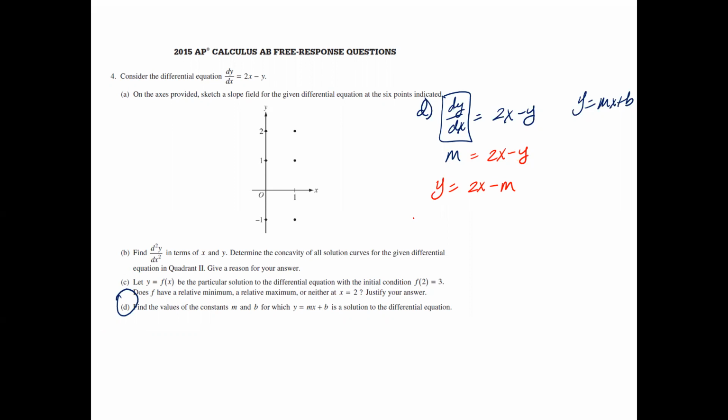And so looking at this part right here, let's take a look. I have 2x minus y equals m. So then what is y equal to? I'm given that y is equal to this part right here. So then 2x minus (mx plus b) equals m. So 2x, distribute the negative, negative mx minus b equals m.